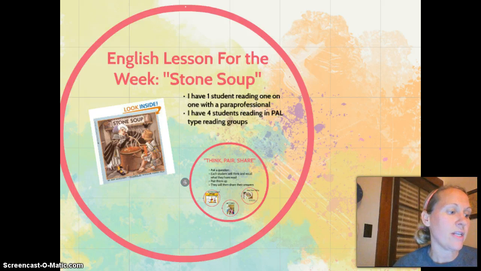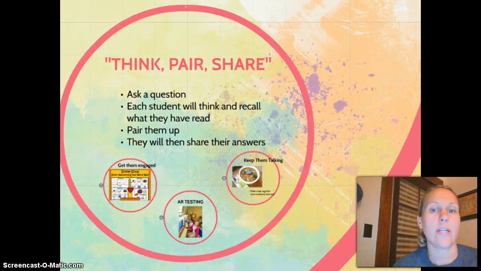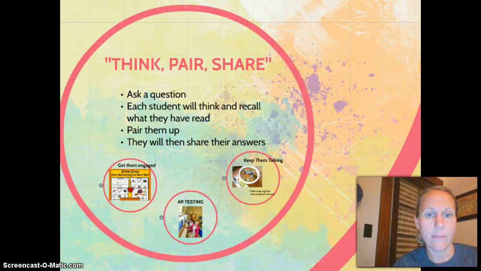After everyone has finished with the book, I will use the strategy Think, Pair, Share. I will ask them a question. Each student will think about what they have read and recall it, and then they will pair back up. They will share their answers with each other and then compare them. This gets them engaged in talking about the story.